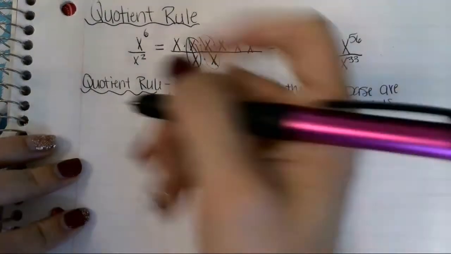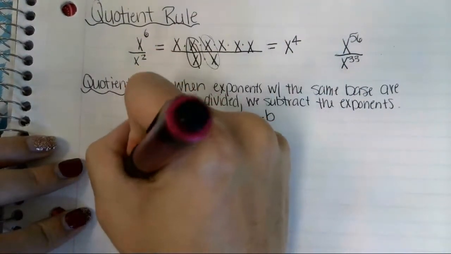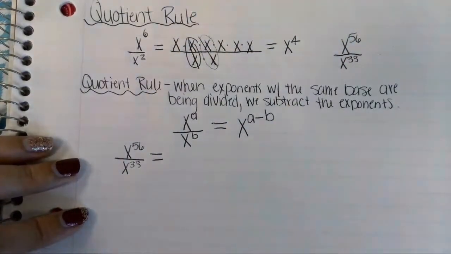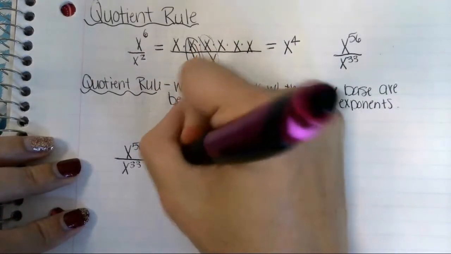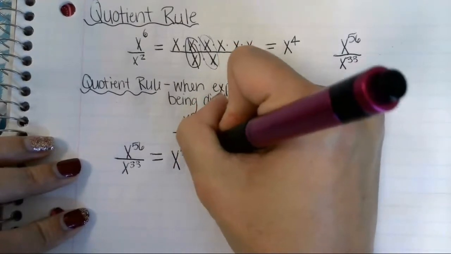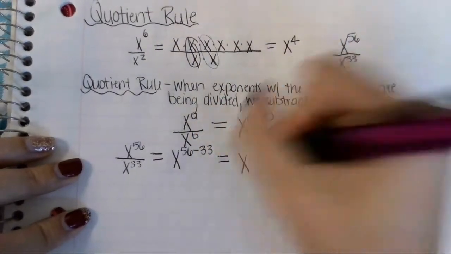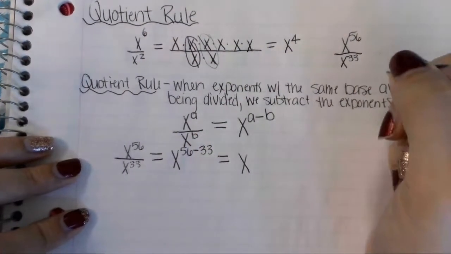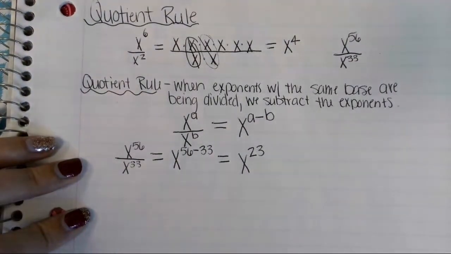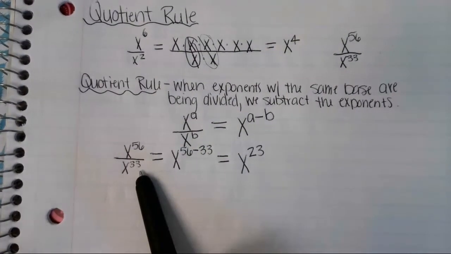If I have x to the 56 over x to the 33rd, I don't want to expand that. That's way too much to expand. So instead, I'm going to put x to the 56 minus 33, and I'll subtract here and get an answer that says it equals x to the 23rd. That's a lot faster and a lot easier than expanding 56 and 33 x's and canceling.